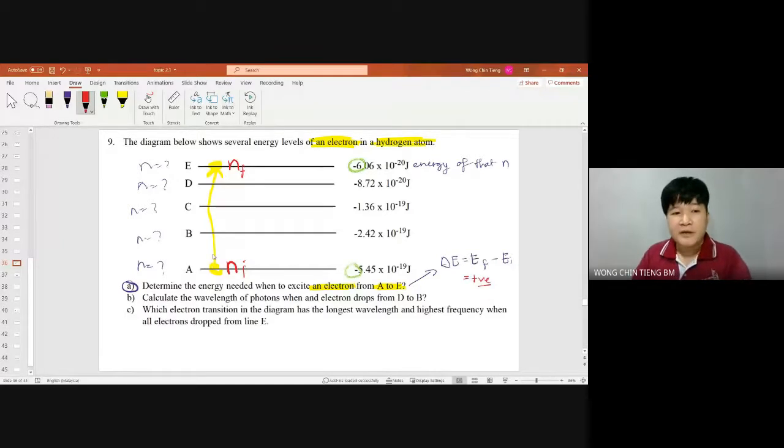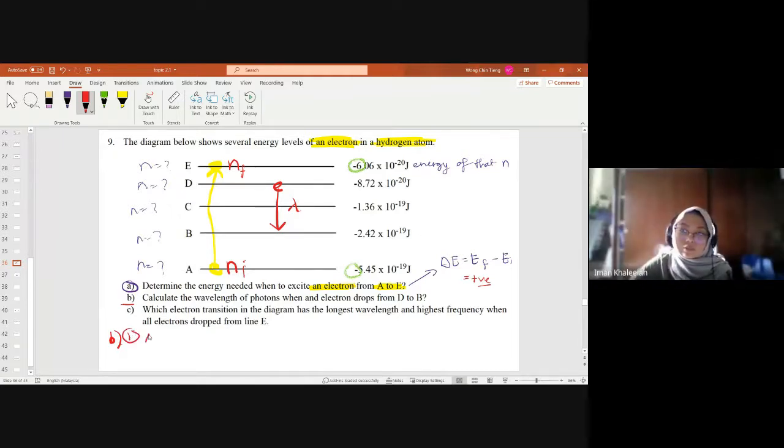Okay, thank you. B. Calculate the wavelength of the photon when electron drop from D to B. So I have D drop to B and the question asking for lambda. So for this question, kamu kena kira dua kali. Kamu kena guna formula apa untuk soalan B? Because question asking for lambda. Boleh tak kira lambda terus? Tak, Iman? Iman kira guna formula apa dulu?